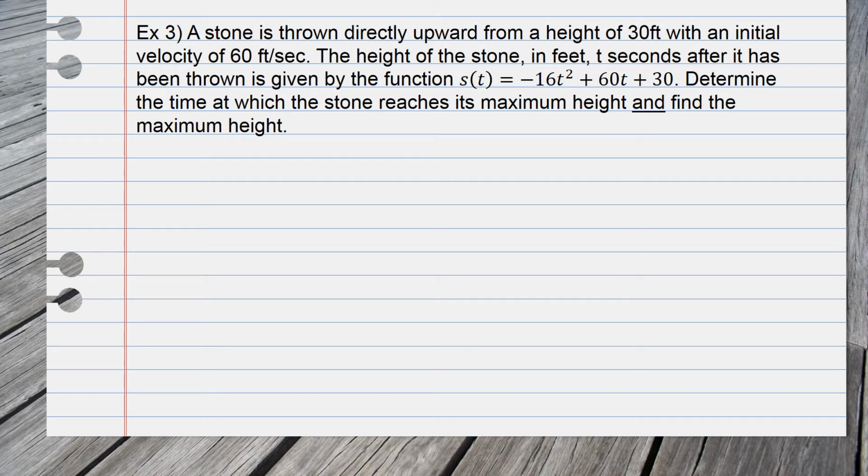Example 3. A stone is thrown directly upward from a height of 30 feet with an initial velocity of 60 feet per second. The height of the stone in feet t seconds after it has been thrown is given by the function s of t equals -16t squared plus 60t plus 30. Determine the time at which the stone reaches its maximum height and find the maximum height.